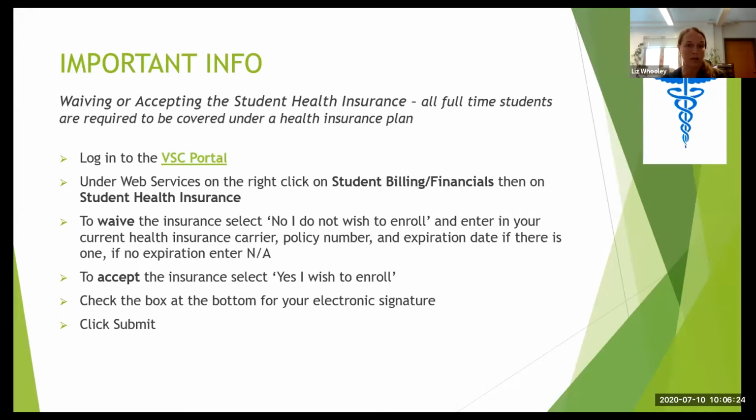And that's also located in the portal, under the student billing financials tab. If you are covered, you'll just say no, I do not wish to enroll. Then you'll have to enter your carrier, your policy number, and the expiration date if there is one. Then you check the box for the electronic signature and hit submit. It takes 24 hours for that charge to waive off of your bill.